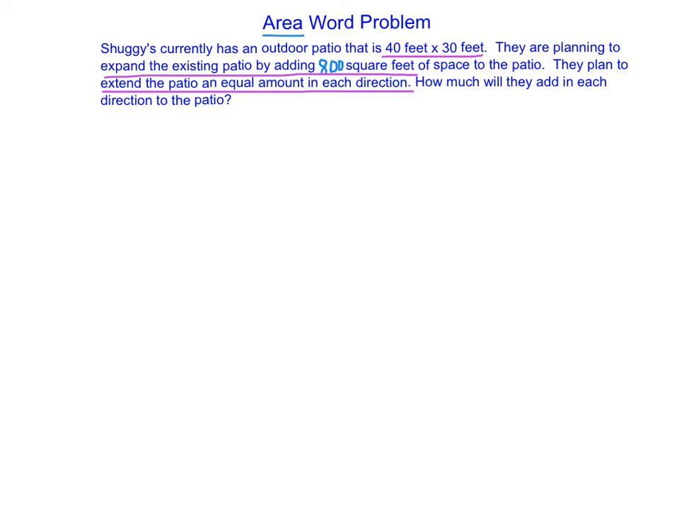So let's start here by drawing a picture of what we know. So we know that there is currently a patio there, and it is currently 40 feet by 30 feet. So that's what we currently have for the patio. And what this problem is saying is that we're going to extend the patio out an equal amount in each direction. And we don't know what that amount is, so I'm going to call that x. So we're going to extend this patio out x on each side, and then x on this side as well.